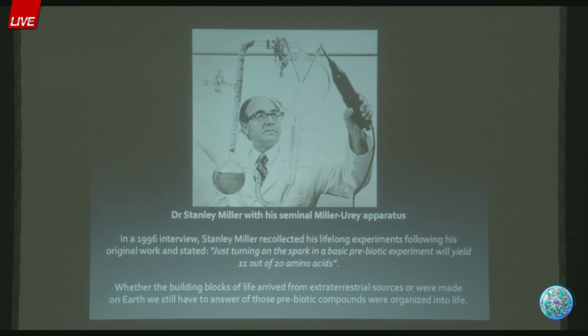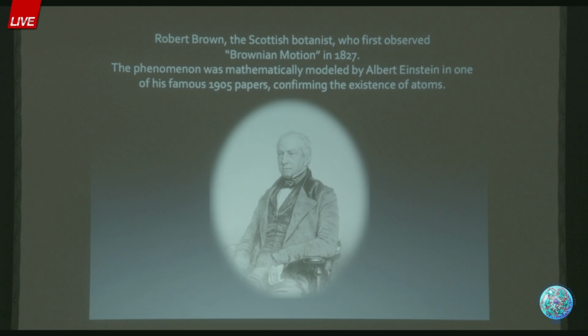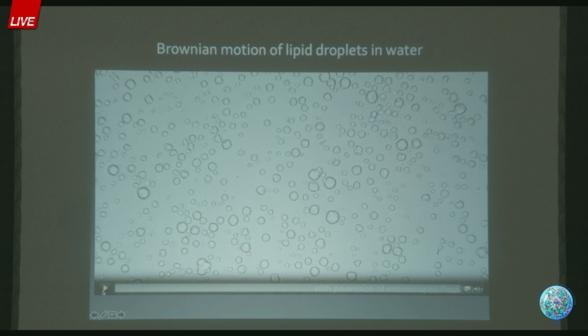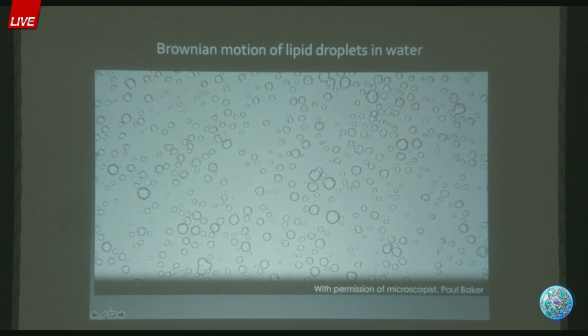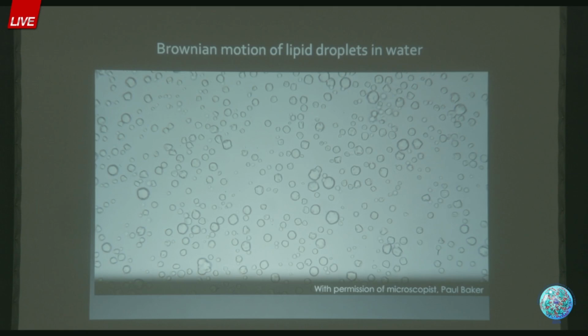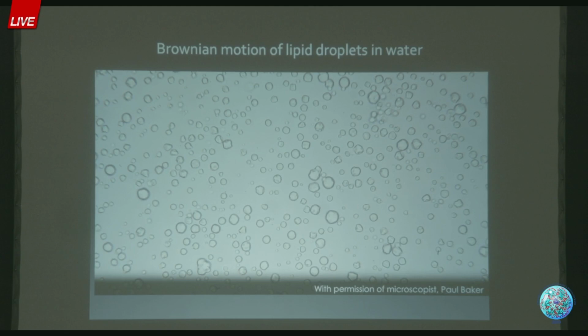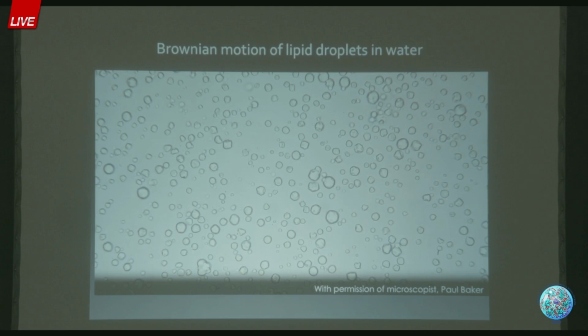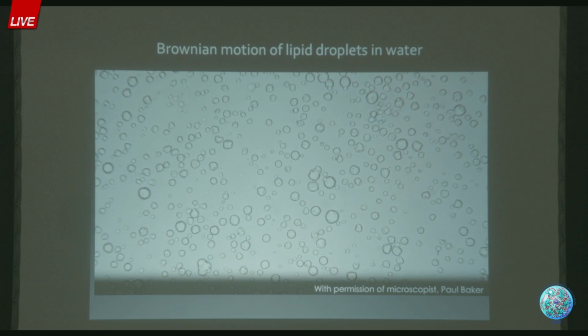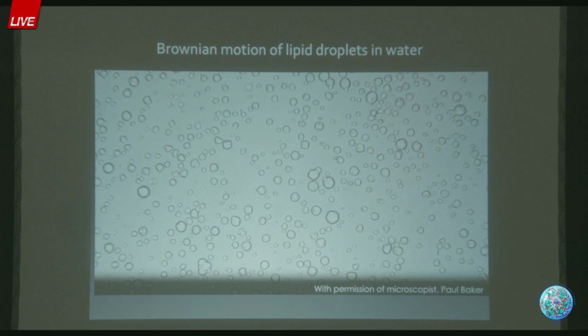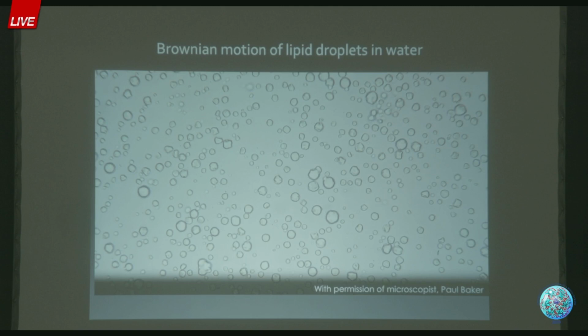And it's this here. Robert Brown, the famous botanist, of course, from which we get Brownian motion. We all know what Brownian motion is, right? And it was modeled by Albert Einstein. I want to show you this video of Brownian motion very quickly. This is sent to me by Paul Baker. These are lipids in water, and you see the vibration of the lipids. They're being bombarded. Now, the standard model of this is that this proved the existence of atoms and molecules, and that these little droplets are being moved simply by the number of impacts, which is what Einstein predicted.